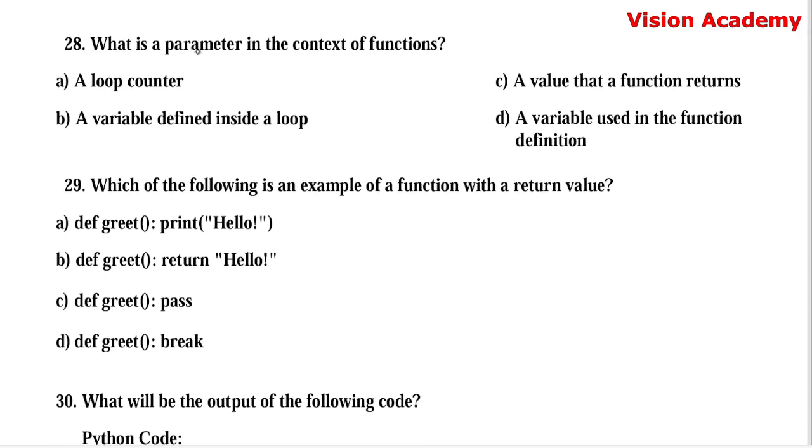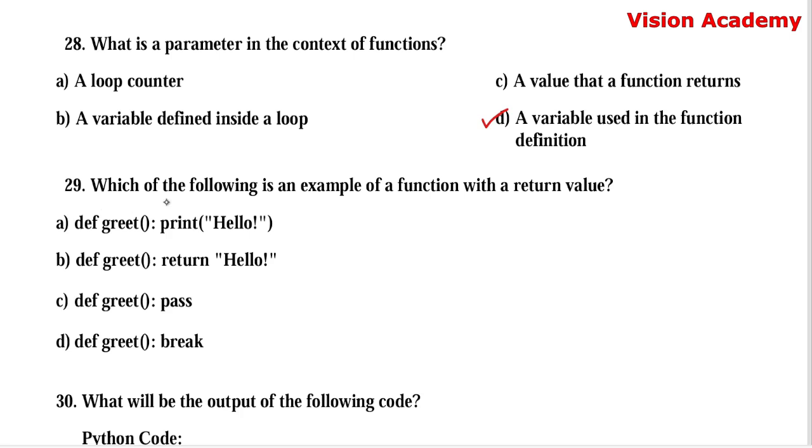Question number 28. What is a parameter in the context of functions? Option A, loop counter. B, a variable defined inside a loop. C, a value that a function returns. D, a variable used in function definition. Here, option D, a variable used in the function definition is the right answer.